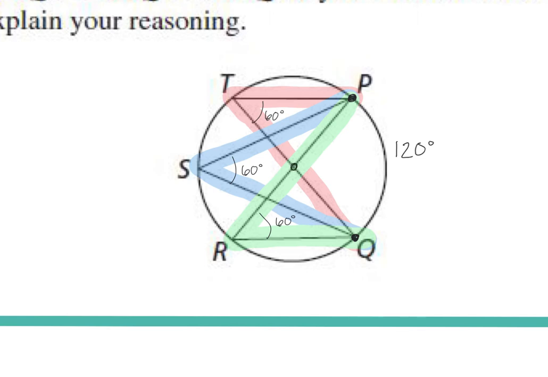Let's say this is the center of the circle, and this is Z, point Z. What's the measure of angle PZQ? Nope. 30. It's not 30. 60. Mm-mm. 130. Nope.